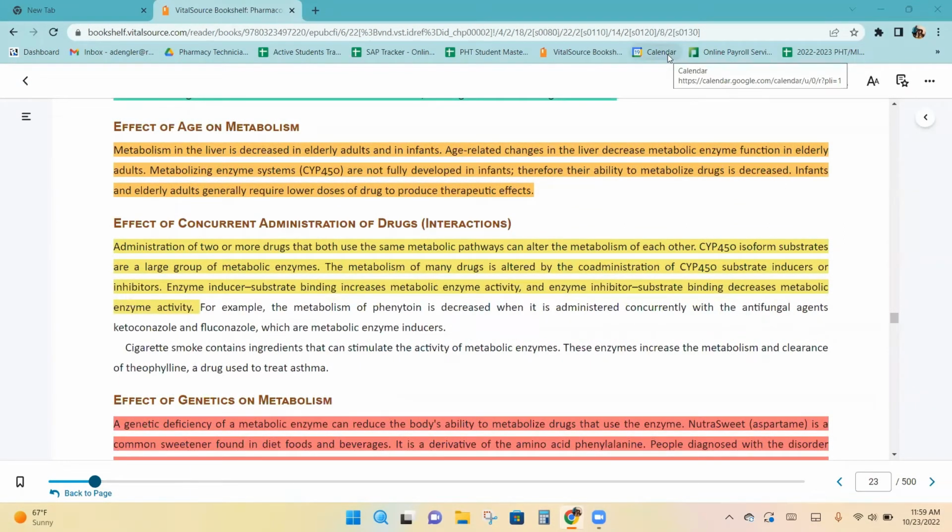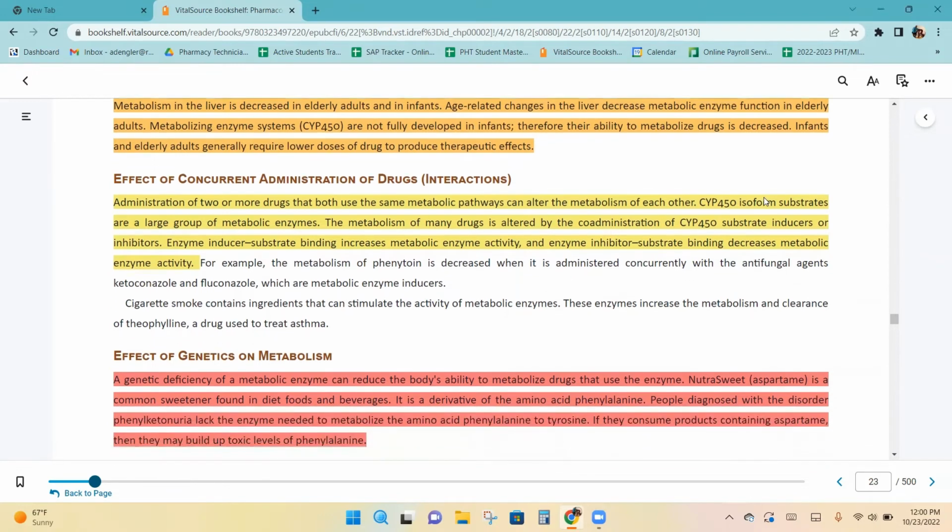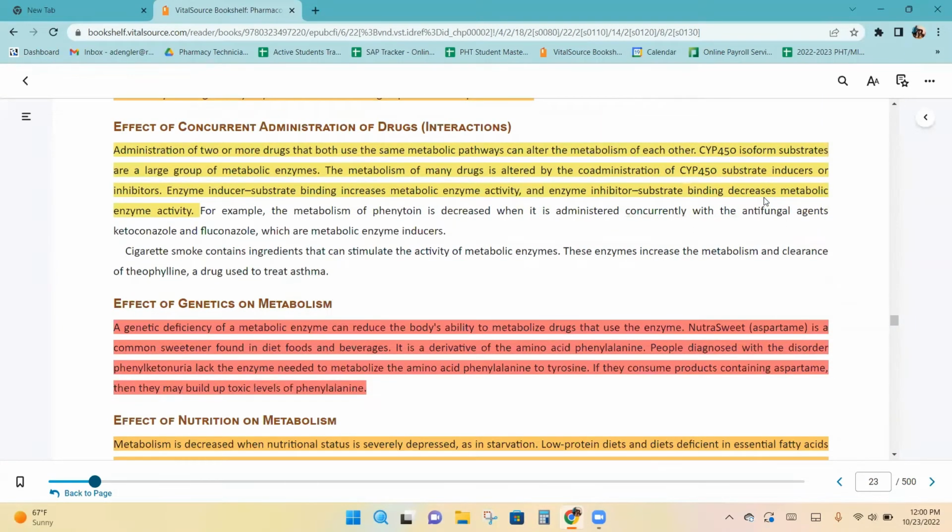Metabolism in the liver is decreased in elderly adults and in infants. Age-related changes in the liver decrease metabolic enzyme functions in elderly adults. Metabolizing enzyme systems, CYP450, are not fully developed in infants, therefore their ability to metabolize drugs is decreased. Infants and elderly adults generally require lower doses of drugs to produce therapeutic effects. Administration of two or more drugs that both use the same metabolic pathways can alter the metabolism of each other.